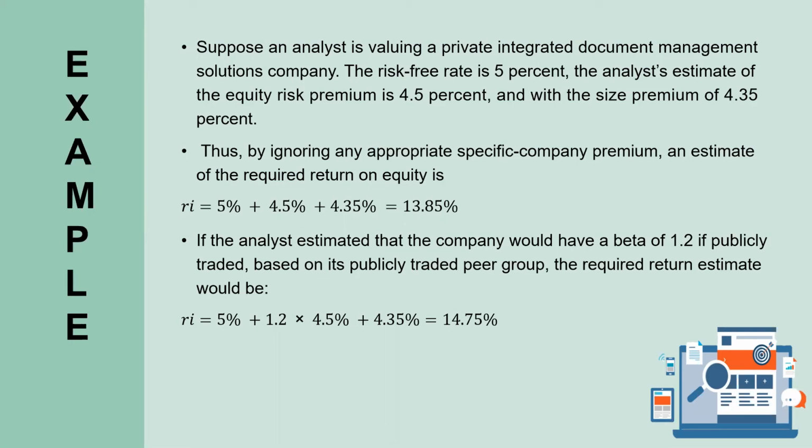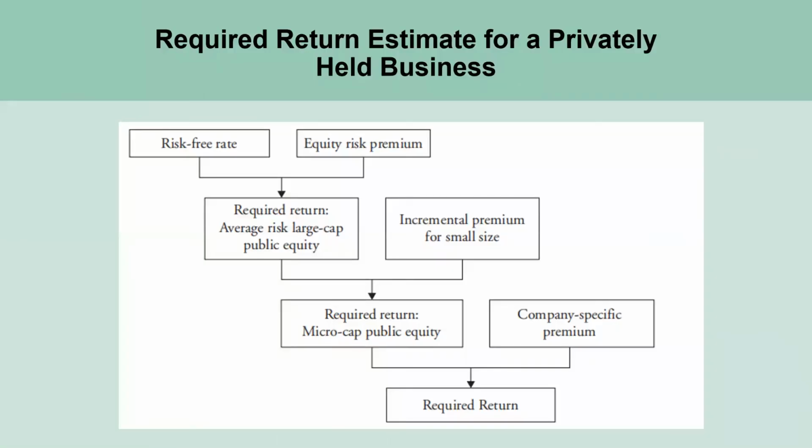However, if the analyst estimated that the company will have a beta of 1.2 if publicly traded, based on a publicly traded peer group, the required return estimate would be 5% plus 1.2 times 4.5% plus 4.35%, which will get the answer of 14.75%.